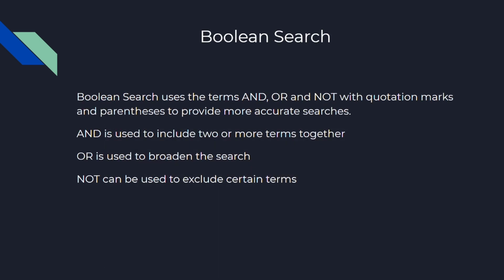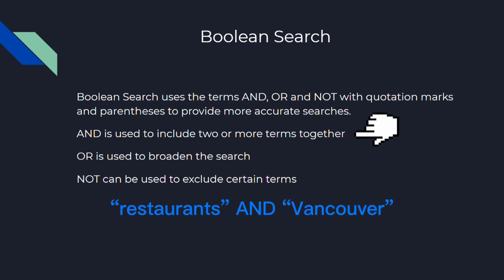Another method to use is the Boolean search method. This uses words such as AND, NOT, OR, along with quotation marks and parentheses to give more relevant results. The first function is AND, which is used to include two or more terms together. For example, I can search restaurants AND Vancouver, and I get results for restaurants located in Vancouver.